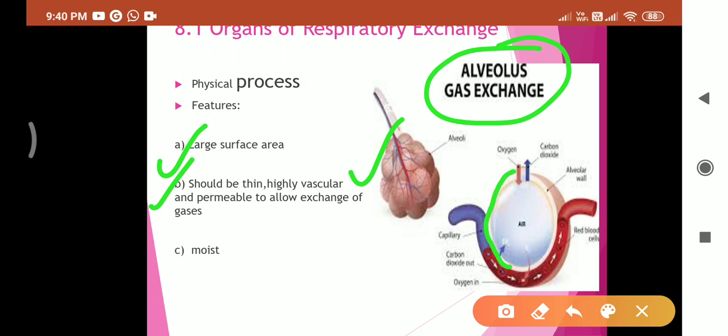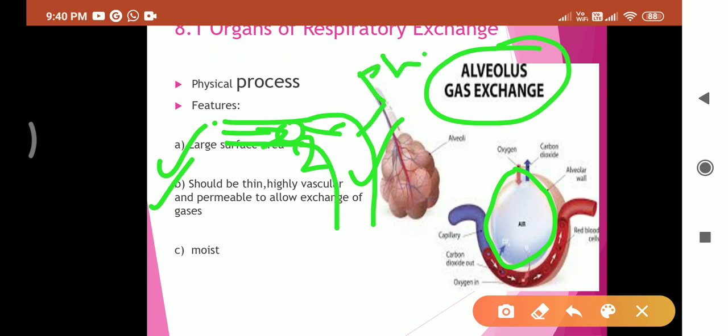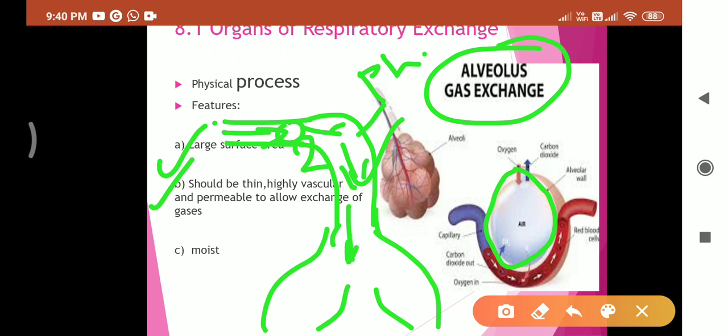Here this is the air sac. When you see the diagram, if this is the nostril, there is a passage of oxygen. This is the pharynx. The next one is the trachea, and then the trachea opens into the lungs. Where this trachea opens, it opens into the alveoli, nothing but this one. So this diagram is the alveolus.